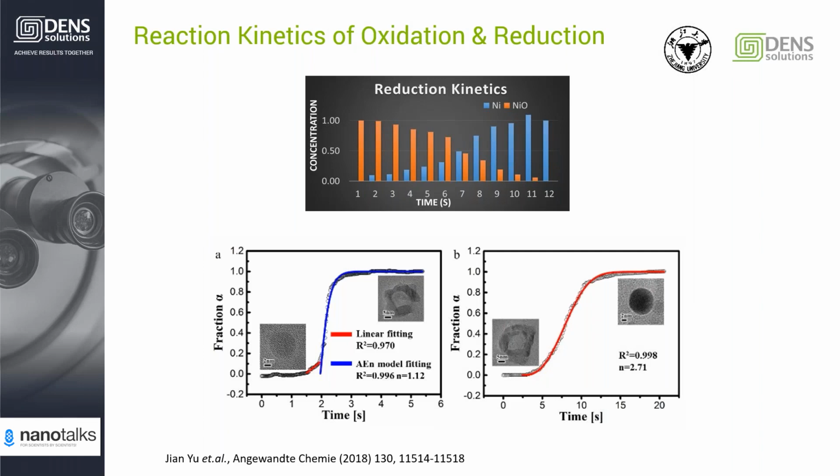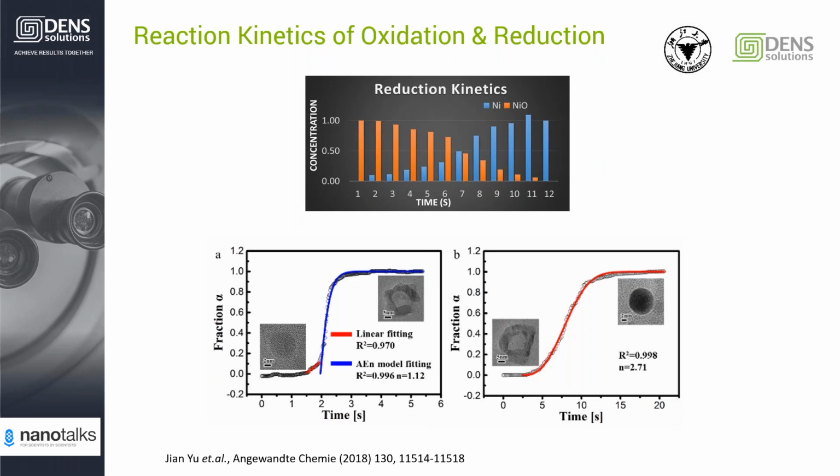And from the crystal structure analysis side, here is an example from Zhejiang University, with collaborations from internal of DENSsolutions. So actually, this is a work to study the nickel oxide to nickel reduction process. What's the different reduction mechanism in the process?